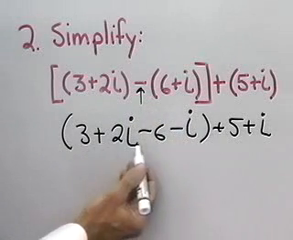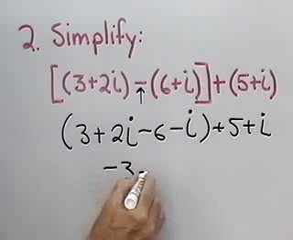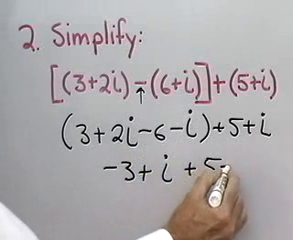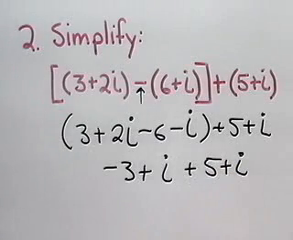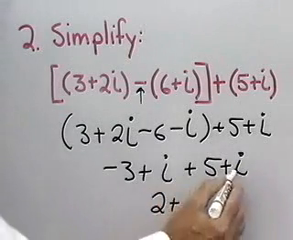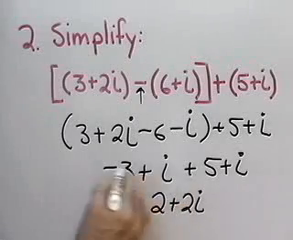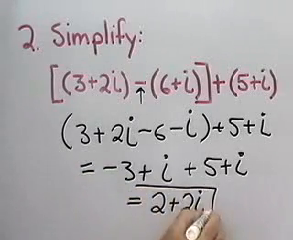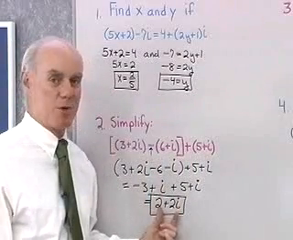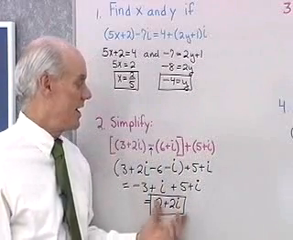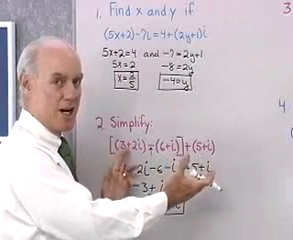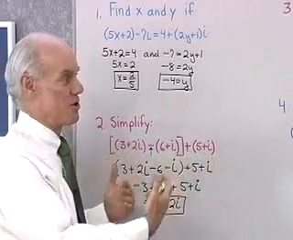Now let's say I have 3 plus negative 6 is negative 3, plus 2i minus i is just i, plus 5 plus i. And I'll continue to add the real parts. Negative 3 plus 5 is going to be 2, and then i plus i is 2i. So I've simplified this expression involving three complex numbers down to just the complex number 2 plus 2i. And I did it by treating everything as if they were similar terms. So I add the real parts which don't have the i's in them, and I add the imaginary parts which do have the i in them.